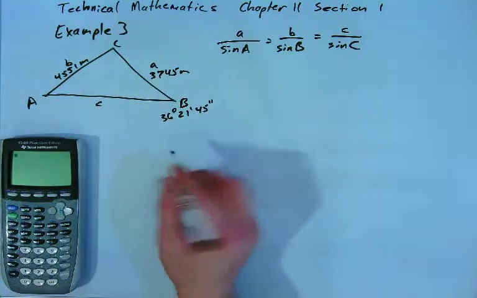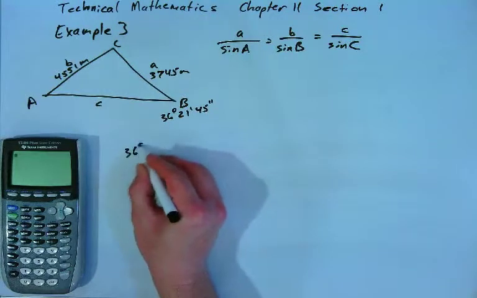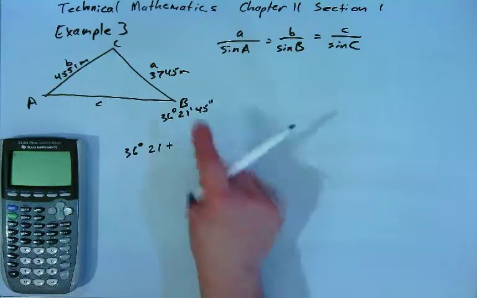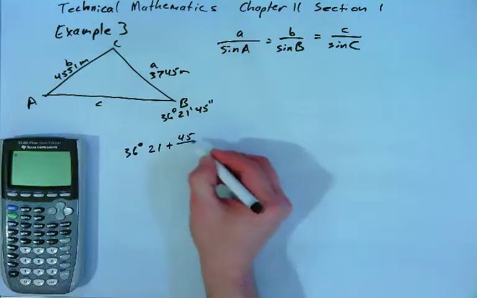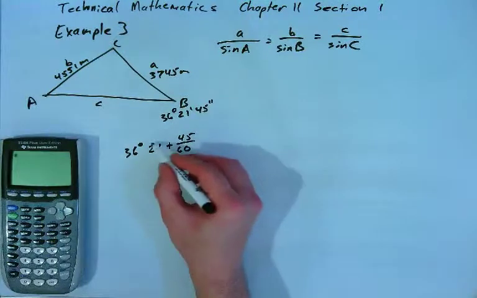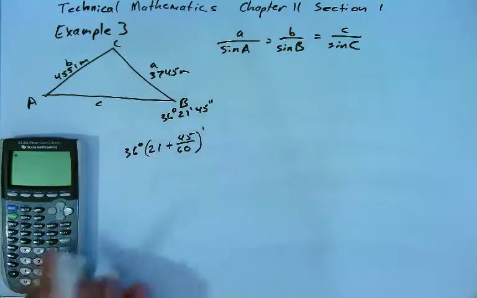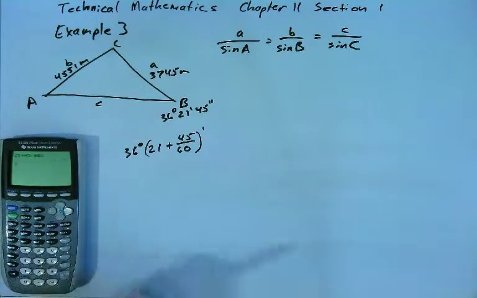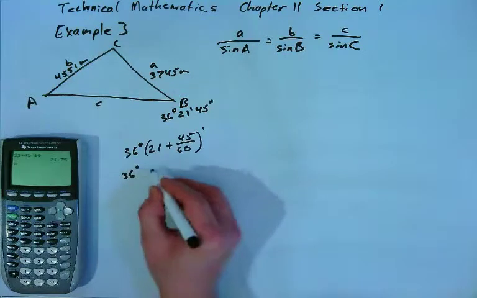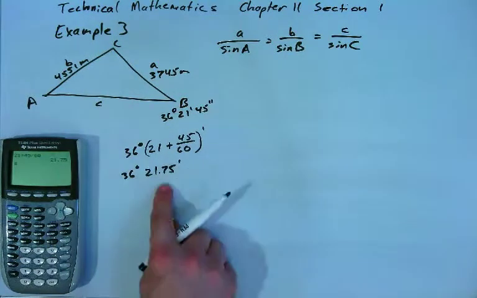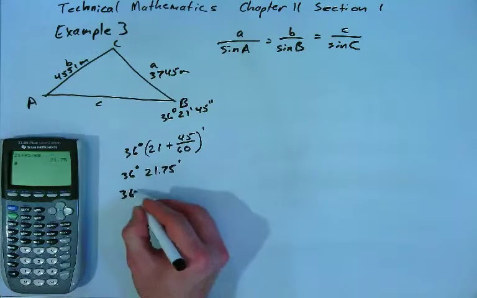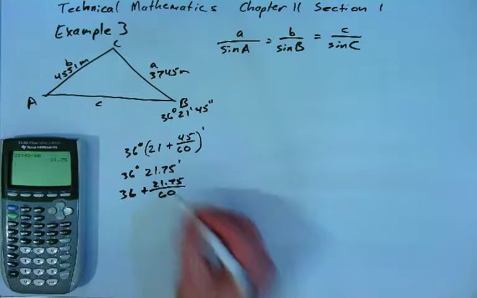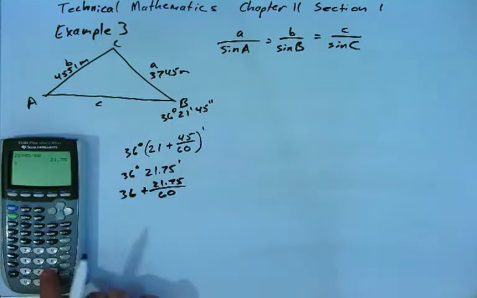If you remember, to convert this to decimal degrees, we will keep the degree angle the same, and the minutes, we will add to that the seconds divided by 60, and this will all be the minutes. And so we'll take 21 plus 45 divided by 60, and so this is 36 degrees, 21.75 minutes. And so again, we'll keep 36 degrees the same, and we will add to that 21.75 divided by 60, and this will give us a decimal degree.